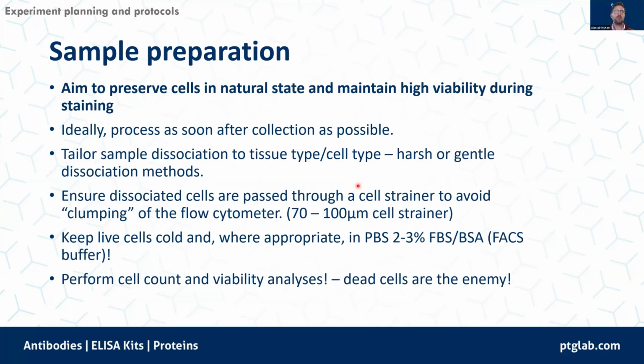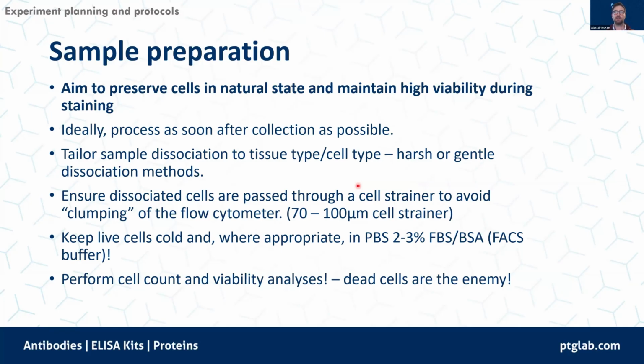Okay, so we've done a lot of preparation, a lot of planning, and now we're moving on to the wet lab stuff. So we're at the bench and we want to start getting ready to stain our cells. So the first thing to highlight is it's really important that we try and preserve our cells in as natural a state as we can, and we want to maintain as high of a viability as we can. So basically, we want to keep our cells alive until the point that we need to fix them, if we're going to fix them. So ideally, we want to process cells as soon as we've collected them, and we want to tailor our dissociation steps if we're working with tissues based on the cells that we're trying to isolate.